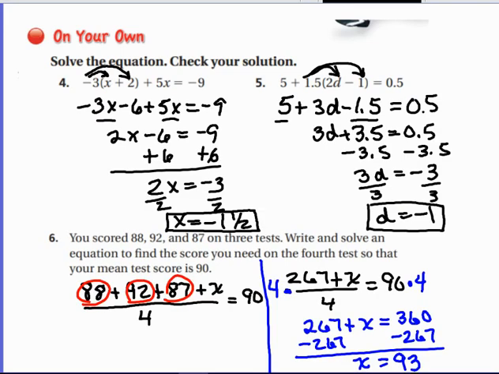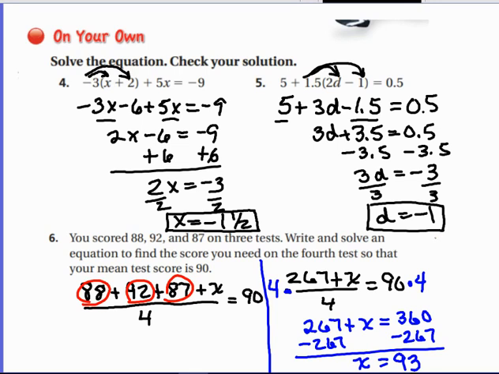Okay, for number 4, we did the distributive property and we got negative 3x minus 6, and then we combined our like terms to get 2x minus 6 equals negative 9. Add 6 to both sides first, then divide by 2, and you should get x equals negative 1.5. For number 5, doing the distributive property again, we get 3d minus 1.5. Combine our two like terms, and we get 3d plus 3.5. And we're going to subtract 3.5 from each side and divide by 3, and you should get d equals negative 1.